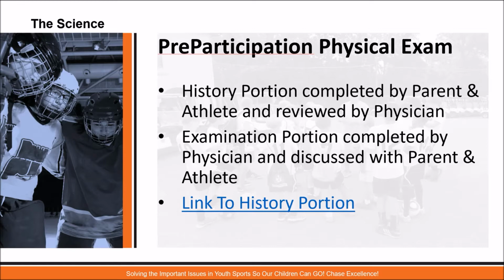Pre-participation physical. There's a history portion that's completed by the parent and the athlete, which should be reviewed by the physician, and the examination portion completed by the physician, and this should be discussed with the parent and the athlete. At barest minimum, the parents and the athletes can complete the history portion, which is available for free using this link. It's the American Academy of Pediatrics Pre-Participation Physical Examination. I would strongly encourage all organizations to have the parents at barest minimum complete this history form. Preferably, all organizations should require a pre-participation physical.